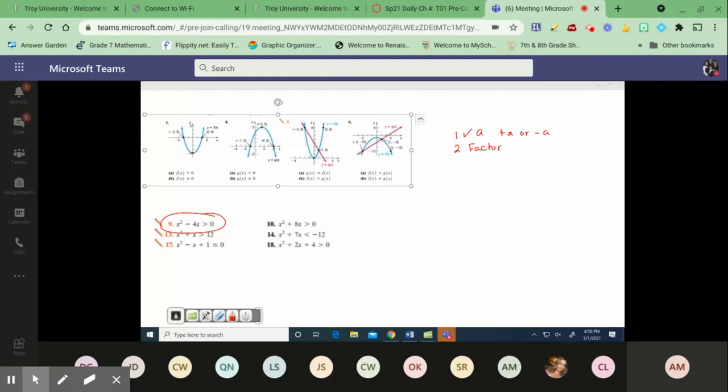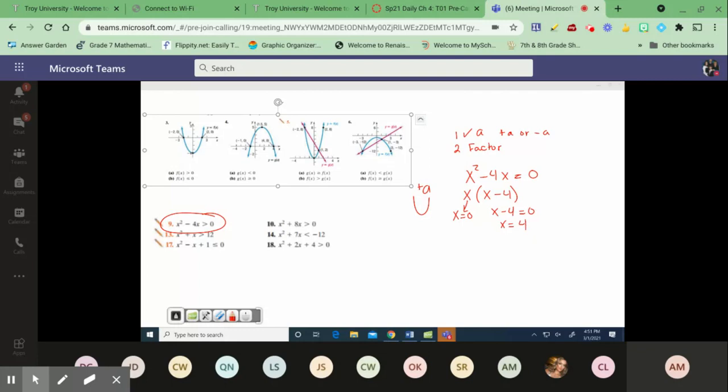My zeros. I get my x-intercepts, right? So if I have x squared minus 4x, my A is positive. What does that tell me? Well, I know my graph is going to be concave up, right? Because A is positive. What are my x-intercepts? When I factor this, I take out an x, and I get left with x minus 4. So x is equal to 0 from this guy, and x minus 4 equals 0. So that gives me x is equal to a positive 4.